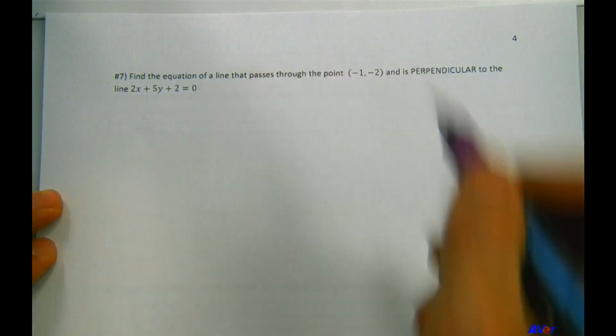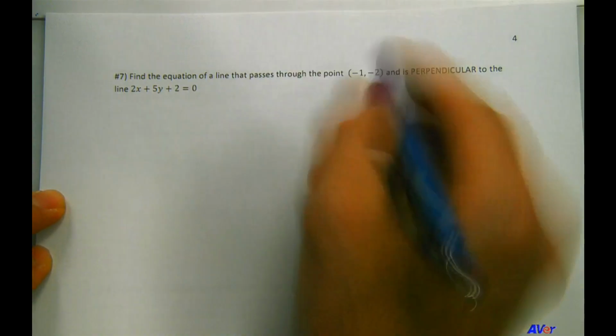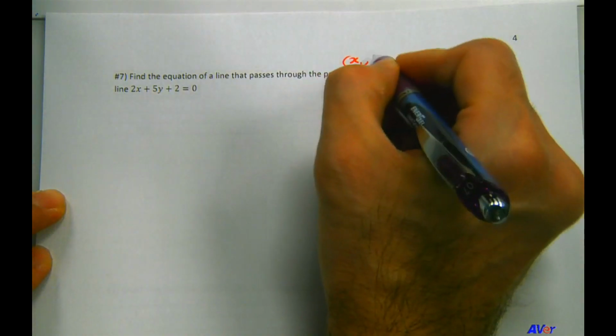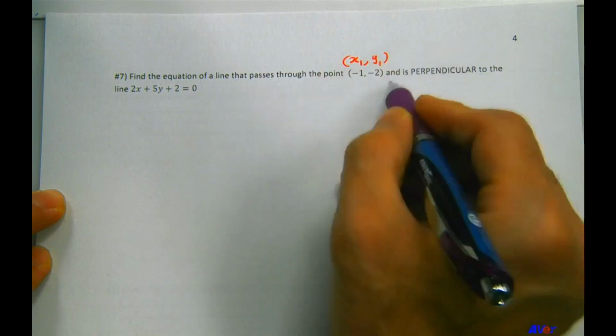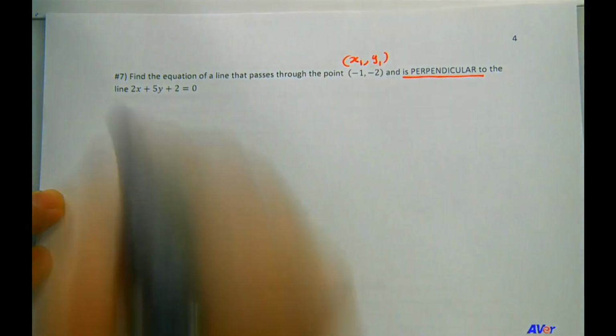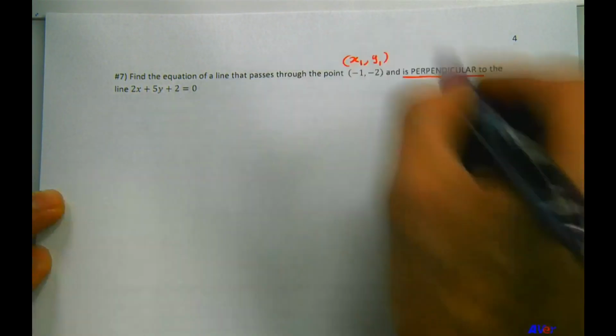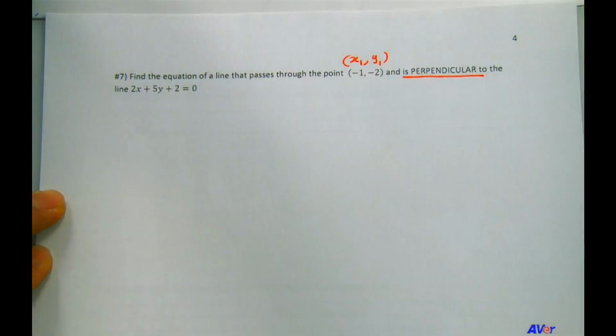So this time, we want to find the equation of a line that passes through this point. Let's call this x1 comma y1. And it is perpendicular this time to this line. Right? So what was the condition for two lines to be perpendicular?